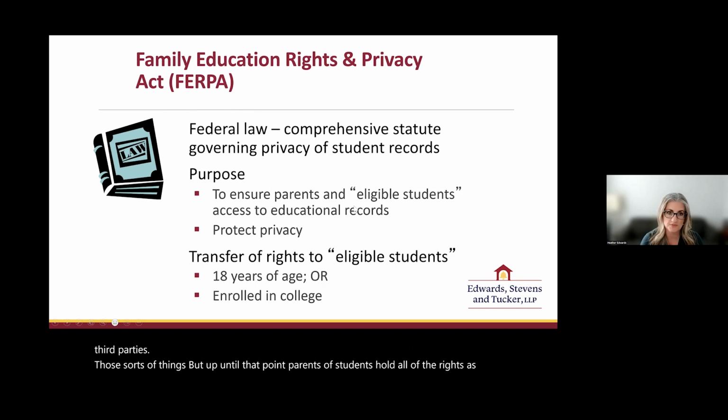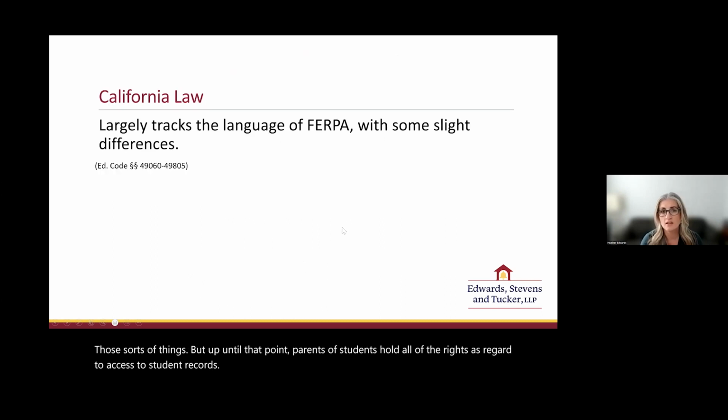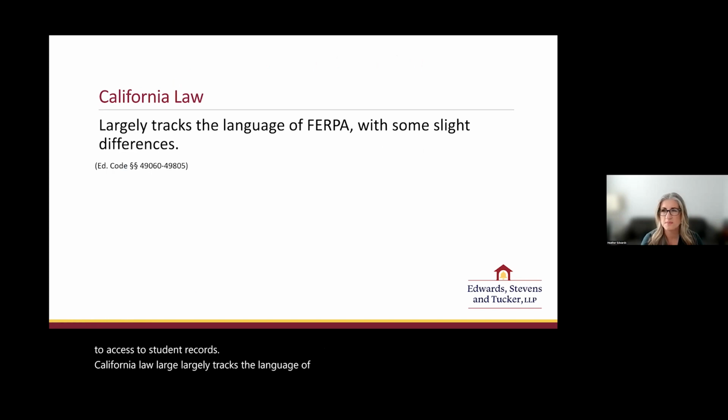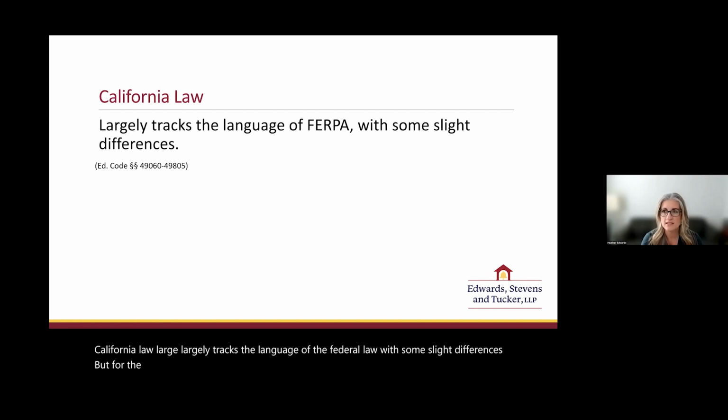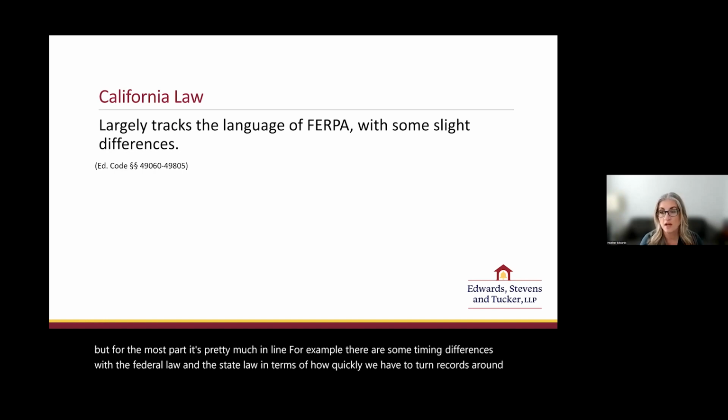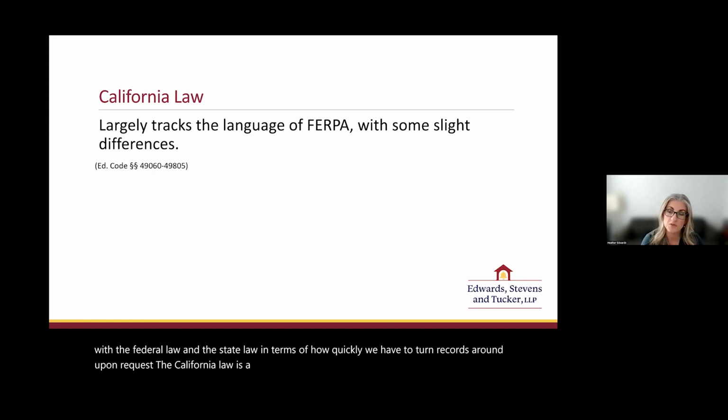California law largely tracks the language of the federal law with some slight differences, but for the most part, it's pretty much in line. For example, there are some timing differences between the federal law and the state law in terms of how quickly we have to turn records around upon request. The California law has a much tighter timeline in terms of responding to requests for records from parents, and we'll talk about what those timelines are in just a few minutes.